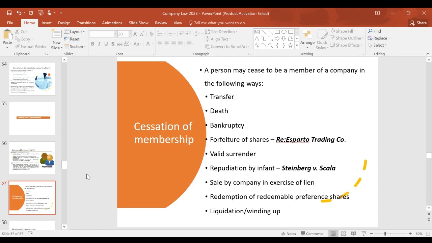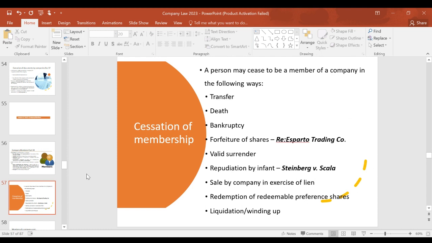Then we have the repudiation by an infant, in the event that the shares were in the name of an infant. When an infant becomes of an age of majority, they can void the contract or void any dealings to cease being members of a particular company. So they are given that chance when they become of age to make that decision on whether they want to continue to be members of that company or they wish to cease membership.